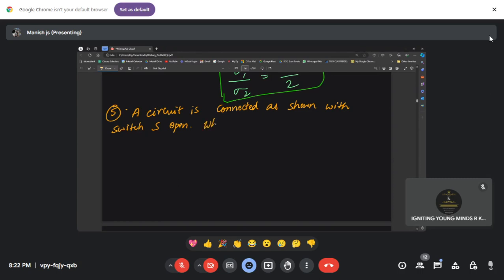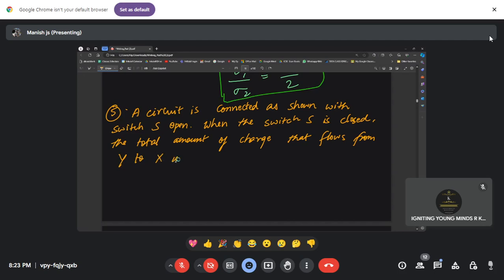Okay, then when the switch S is closed, the total amount of charge that flows from Y to X is, okay, they're asking what is the total amount of charge that is going to flow from Y to X. I'm first putting the figure here, and then I'll give you the options.